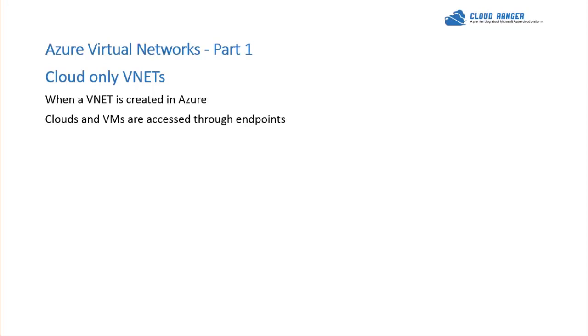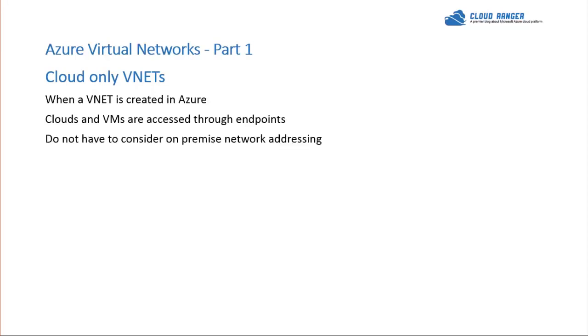Clouds and virtual machines are accessed through endpoints on a cloud-only virtual net. So by default, any virtual machine that we will have on a virtual network will only be accessed from outside through endpoints. And in our previous session, when we went on a brief demo on how to create a virtual machine, we have seen that we were downloading the RDP file and we were accessing that virtual machine through a public IP address to get into the RDP, just because when we were creating the virtual machine, we were creating an endpoint for RDP, which is port 389.